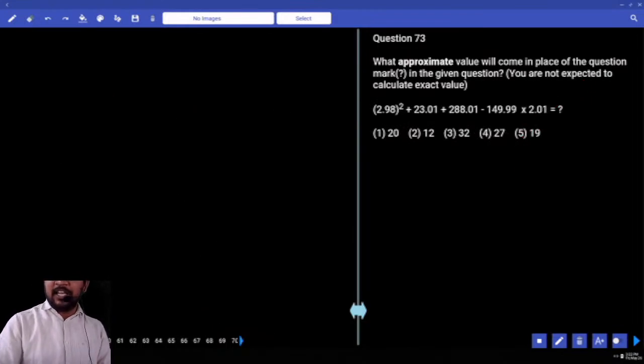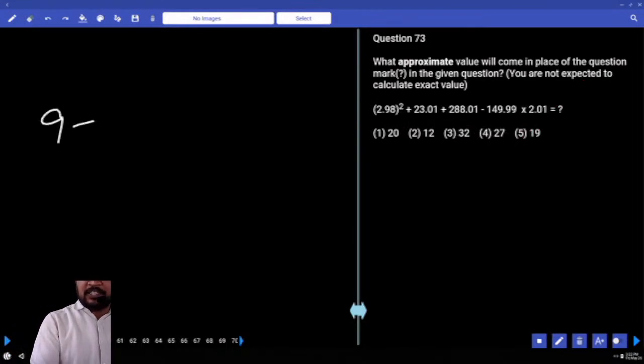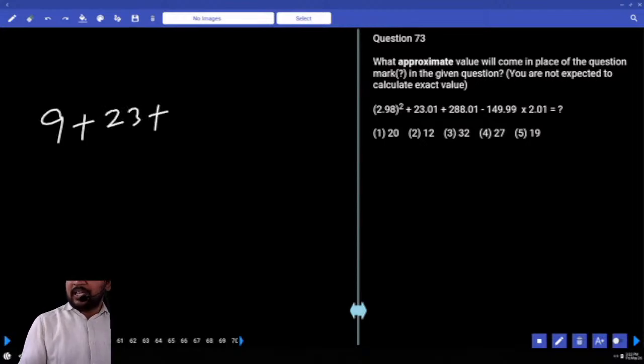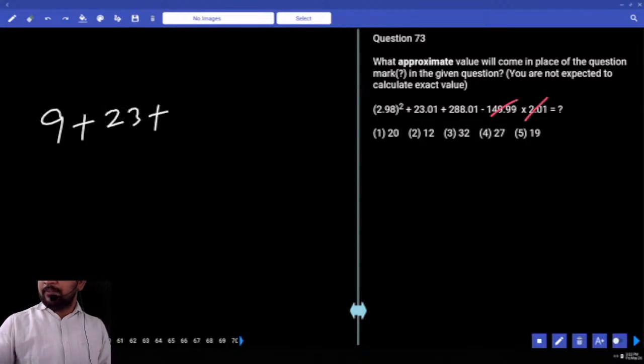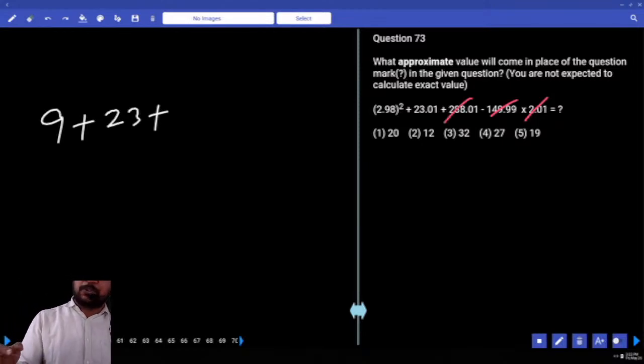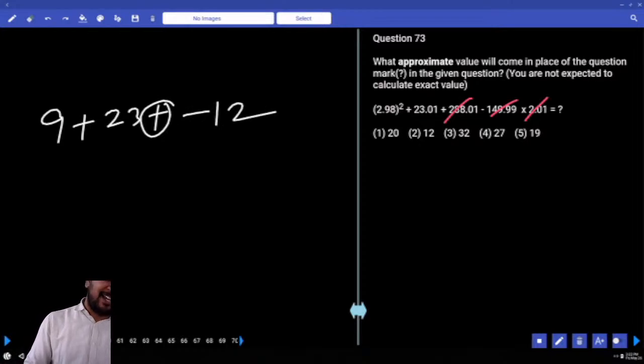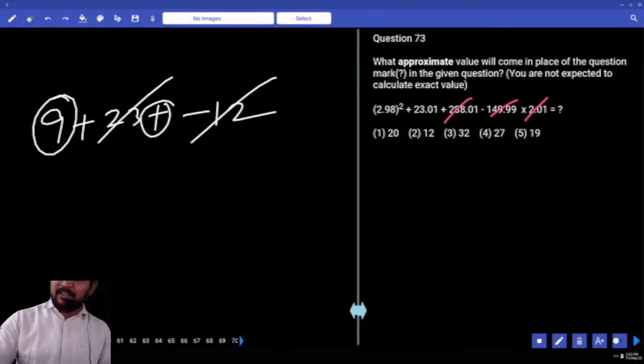Next, Nana, 3 square 23 plus 288. This is into 2, 150 into 2 is 300, this is 288, remainder will be minus 12. Minus 12 plus 23 plus 11, 11 plus 9, your answer is 20. Cutting should come well here. Wherever possible, just cut.